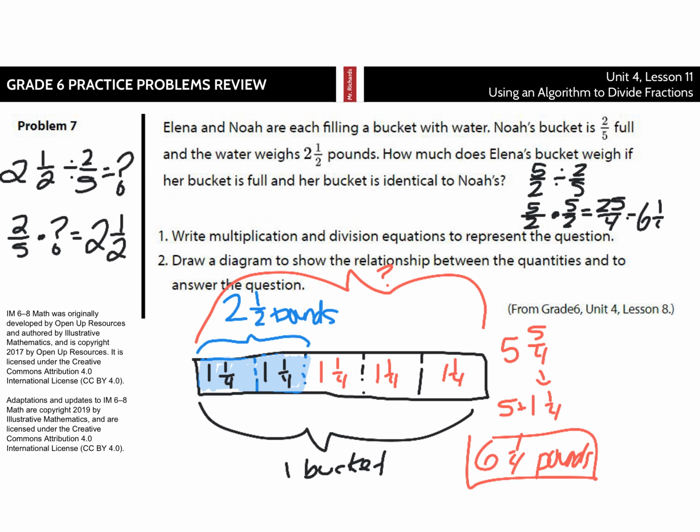So, it works. Except my pen there on 6 1/4 kind of doesn't. Anyways, that is it for this grade 6 practice problems review on unit 4, lesson 11, using an algorithm to divide fractions.